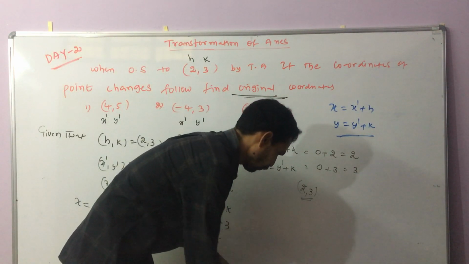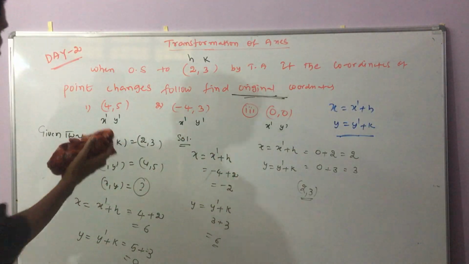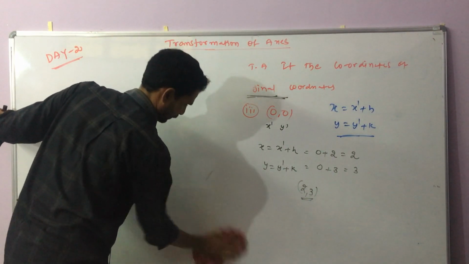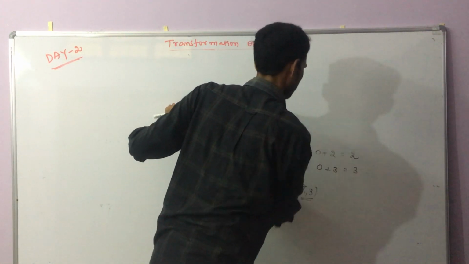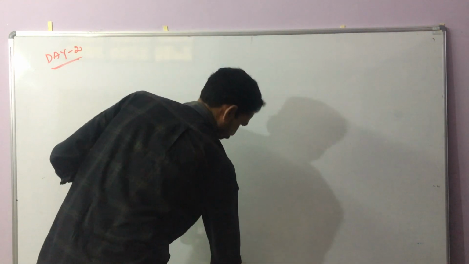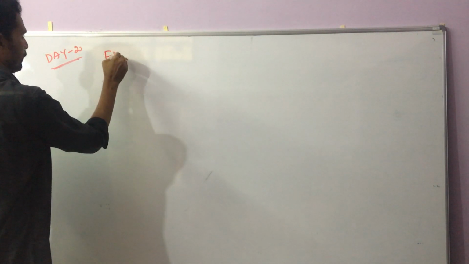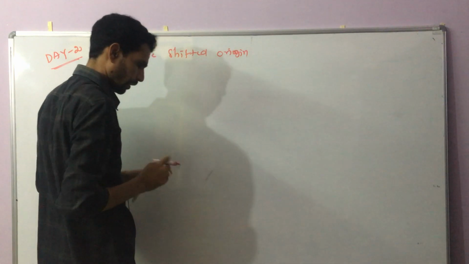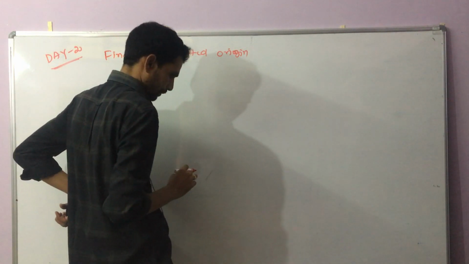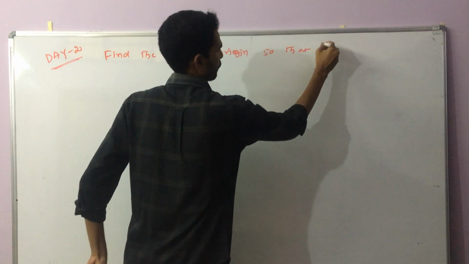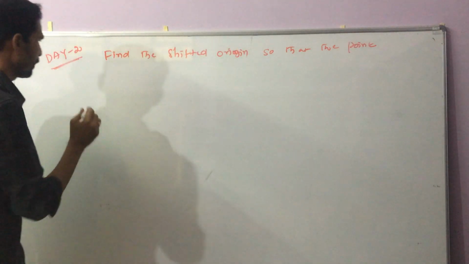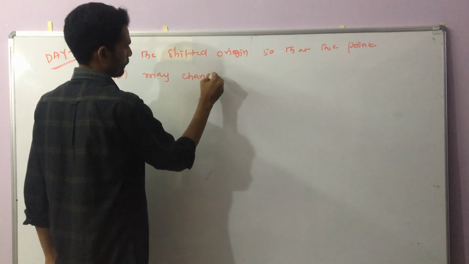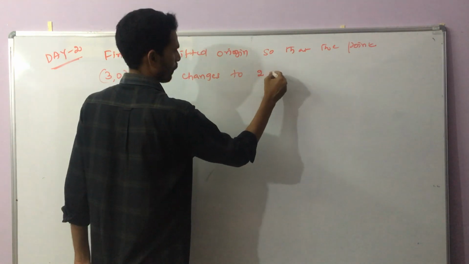Next problem: find the shifted origin so that the point 3 comma 0 changes to 2 comma minus 3.